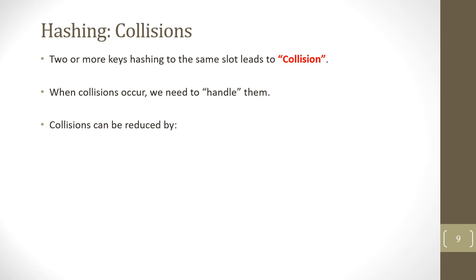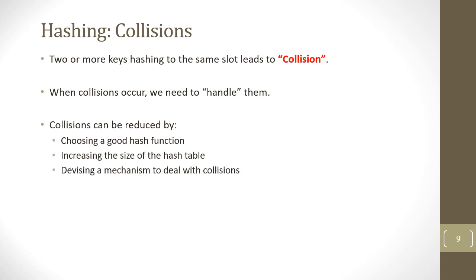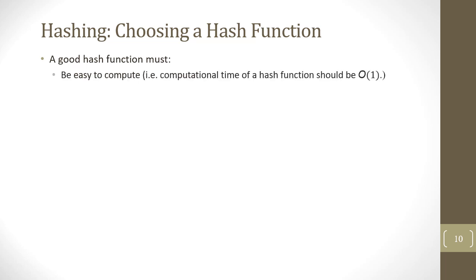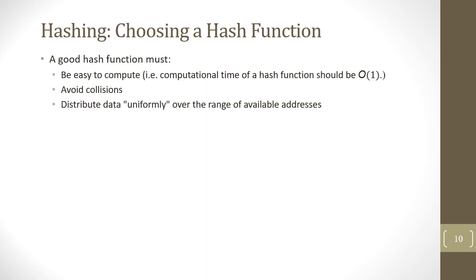Collisions can be reduced by choosing a good hash function, increasing the size of the hash table, and devising a mechanism to deal with these collisions. So how should we choose a good hash function? A good hash function must have the following properties. It should be easy to compute. So the computation time of the hash function should be in constant time. It should avoid collision. It should distribute data uniformly over the range of available addresses.